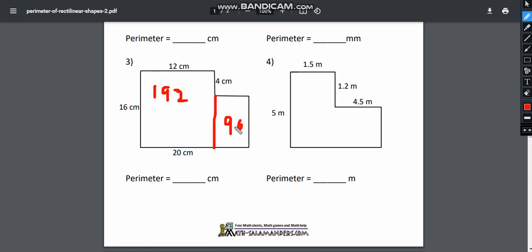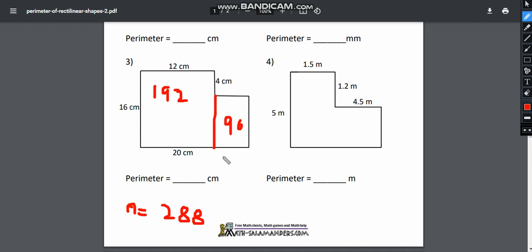Okay, and then if we add those two together, we get 192 plus 96. So the area of this shape would equal 288. Okay, so that's the answer to that one.